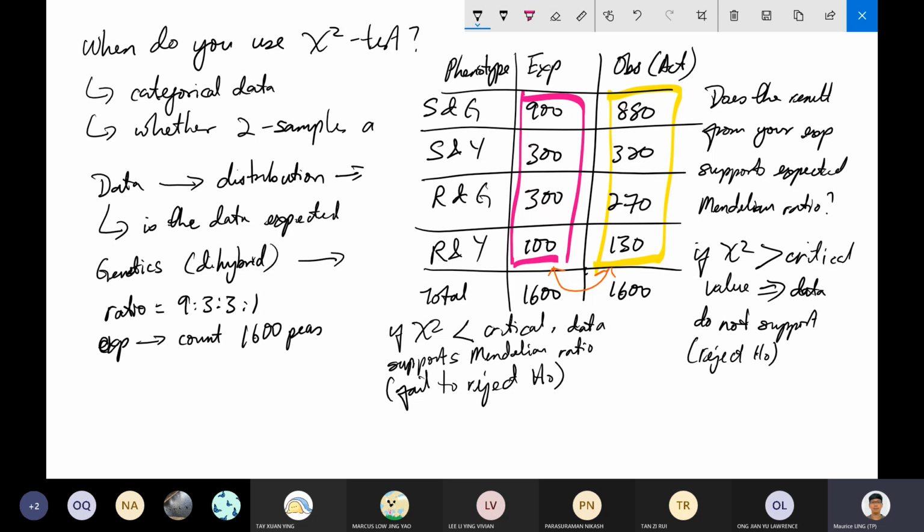Your null hypothesis. Okay, that's all about chi-square. Now, how do you calculate the chi-square statistic? You've done it in your tutorial this Thursday. How do you calculate a chi-square statistic?